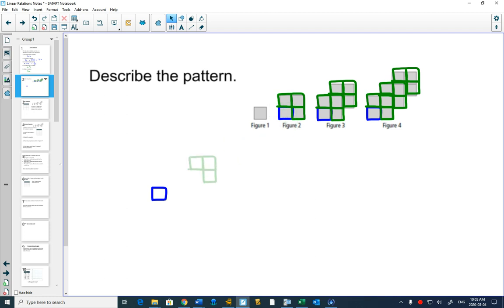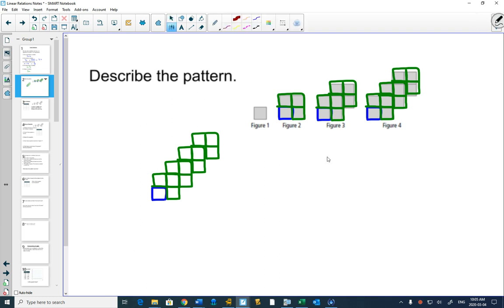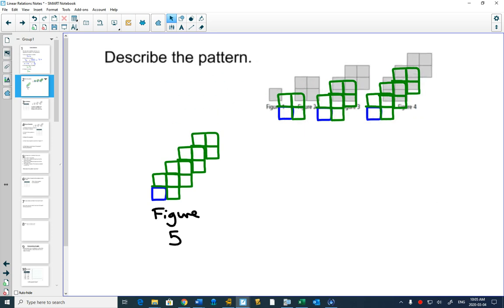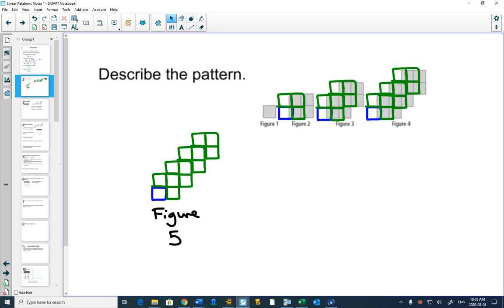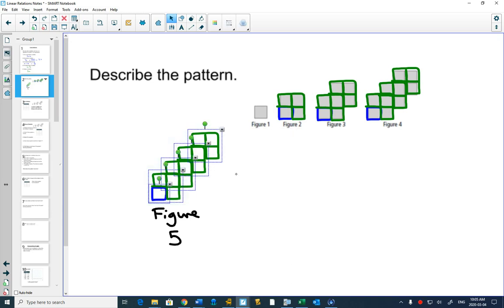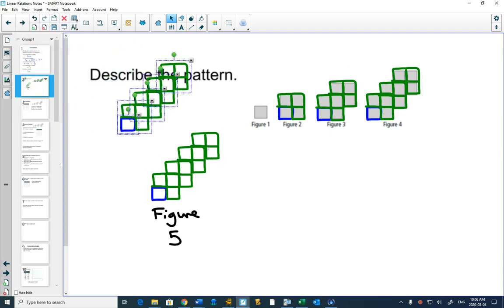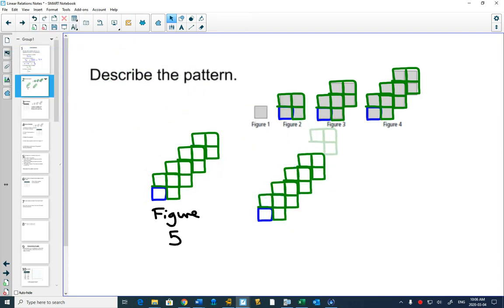So for figure 5, you'd have this one, and then this one, and then this one, and then that one. We could label that as figure 5. And if I really want to cheat with the smart board, there we go. And that would be figure 6.